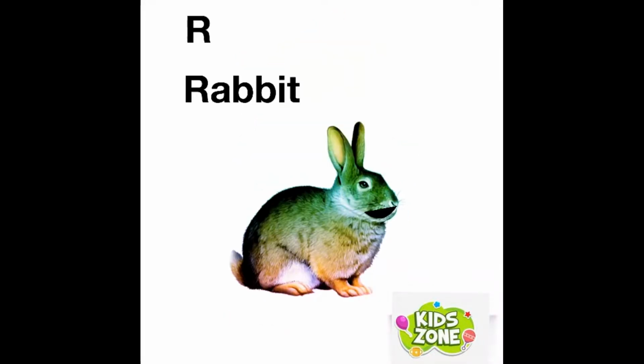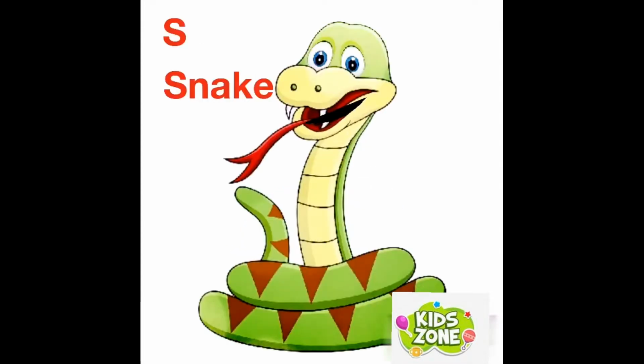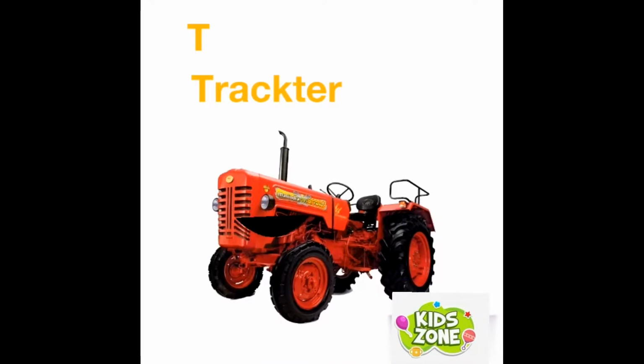R for rabbit. R for rabbit means khargosh. S for snake. S for snake means saap. T for tractor. T for tractor.